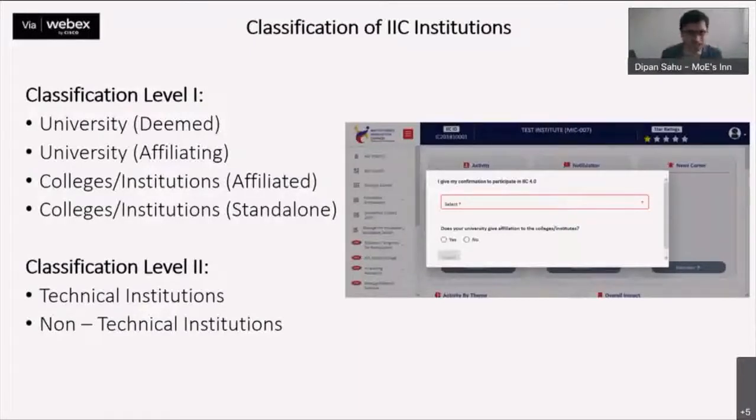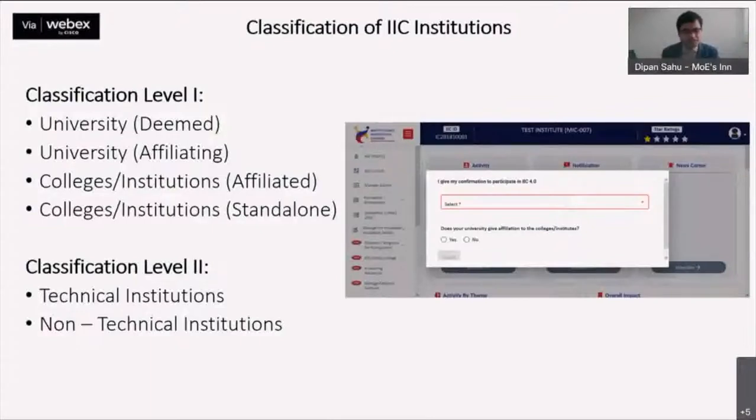The first level of classification is universities, especially deemed universities, both government and private, will be treated as one. The universities that are affiliating bodies, because they have many institutions as part of their system, will be put into another category. Then colleges and institutions that are affiliated to these universities will be considered separately, and standalone institutions will also be considered separately.